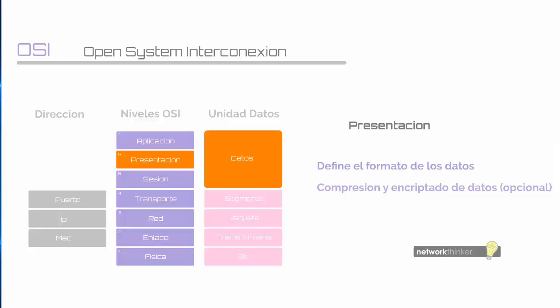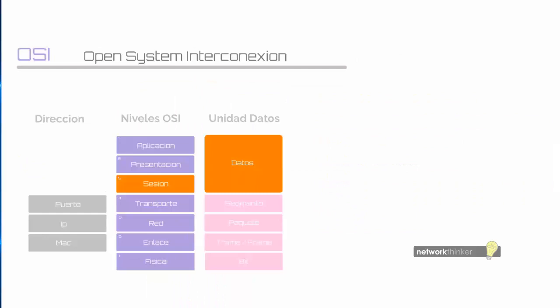For example, JPG picture files shown on websites. This format makes sure that all browsers show pictures correctly, regardless of the operating system in use. It optionally takes care of compression and encryption as well. Some protocols related to this layer are JPG or QuickTime. In this layer, the data haven't been encapsulated yet, so the PDU, the data unit, are the very data themselves.